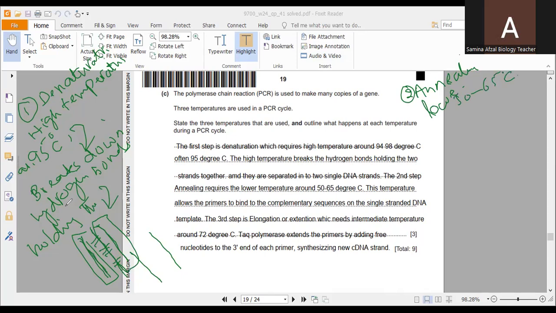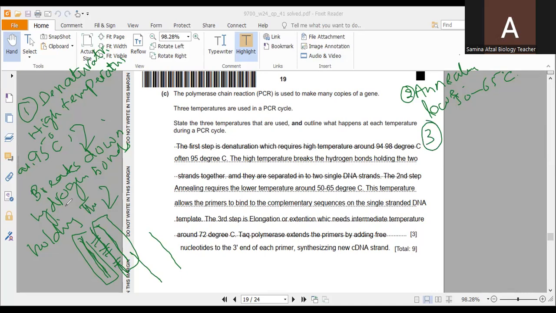So what happens at 50 to 65 degrees centigrade? This temperature is low enough to allow the primers to bind. What are primers? Short single-stranded DNA sequences that bind to the complementary sequence on the single-strand DNA templates. Primers are designed to flank the target DNA region that needs to be amplified.